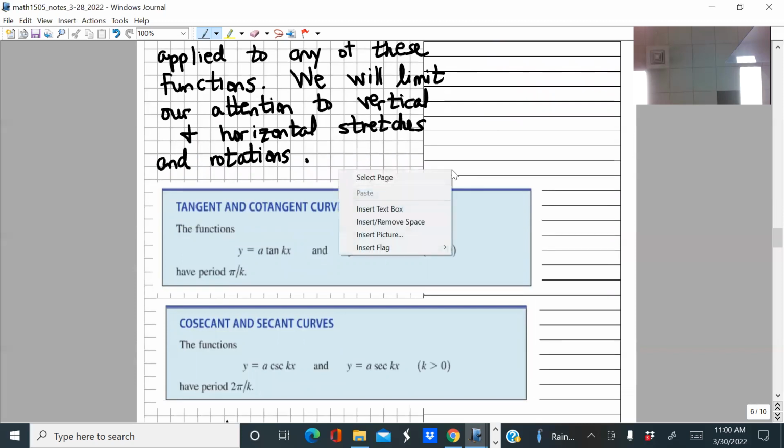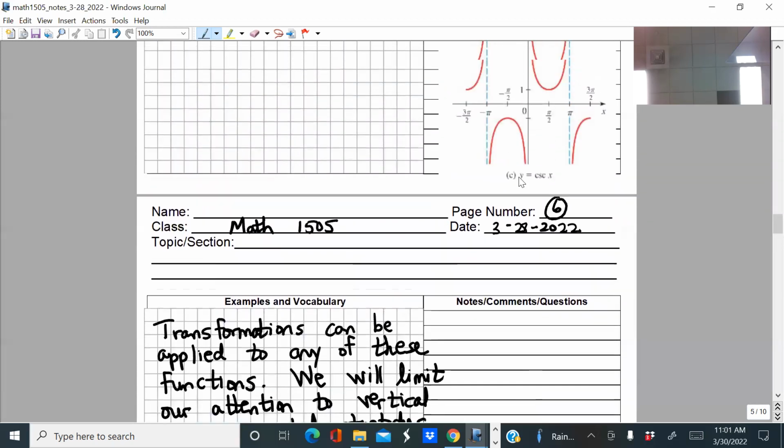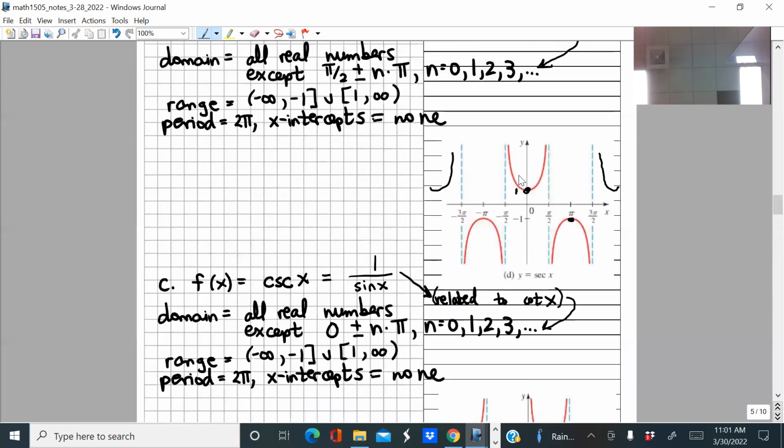Well, we can apply transformations to tangent and cotangent and secant and cosecant. The only ones we're going to think about here, though, are stretches, horizontal and vertical stretches. So we're not going to look at shifts for tangent, cotangent, secant, and cosecant.